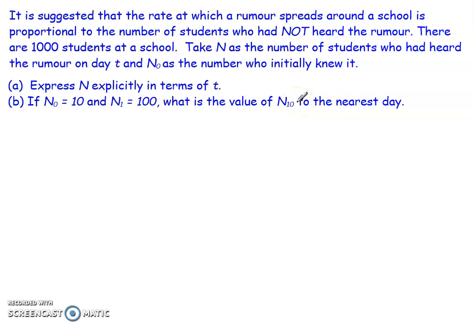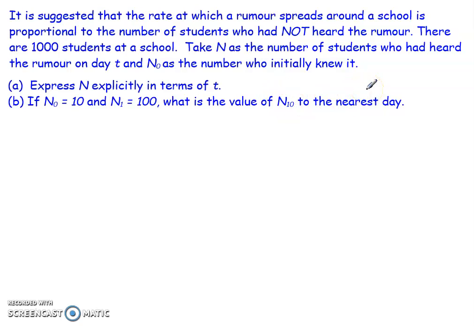A second example I wanted to show you is this one here. It's suggested that the rate at which a rumour spreads around the school is proportional to the number of students who had not heard that rumour. Now imagine there are 1,000 students at a school. We're going to take capital N as the number of students who had heard the rumour on a day t. N naught is the number who initially knew it. We've got two parts. We want to express N explicitly in terms of t. And I'm also going to tell you that N naught equals 10, N1 equals 100. What is the value of N10 to the nearest day?